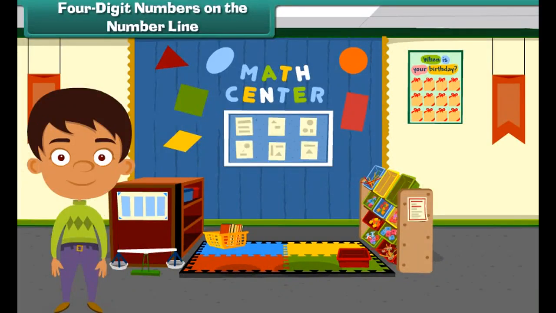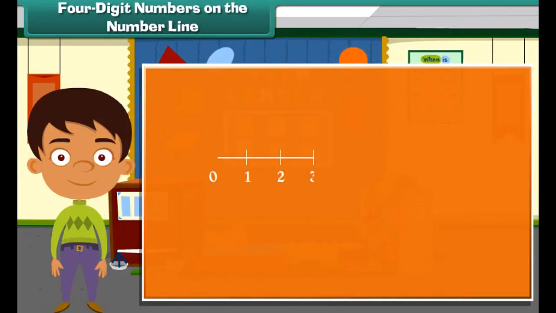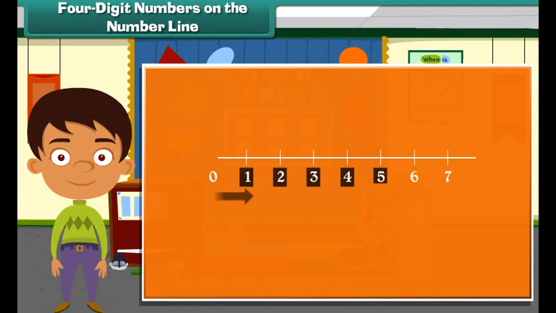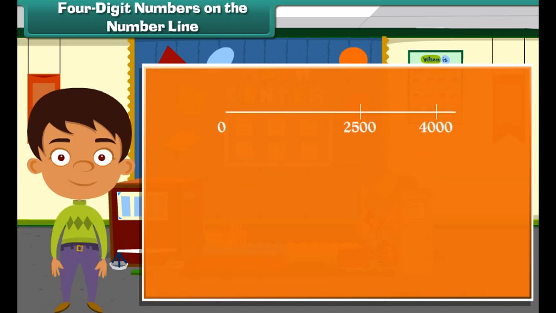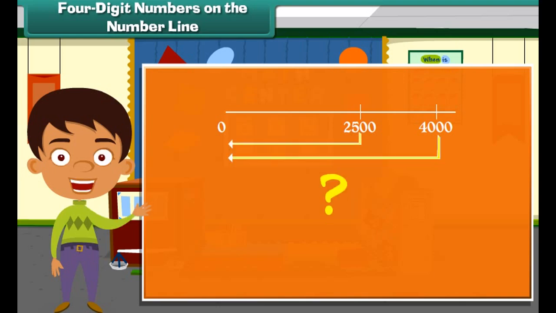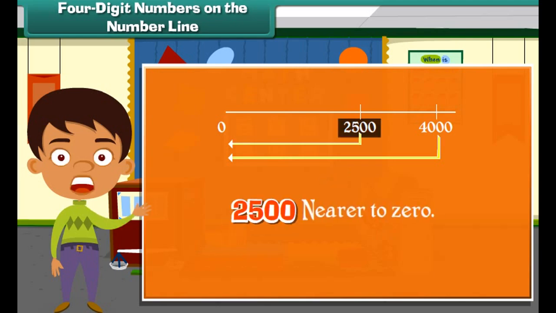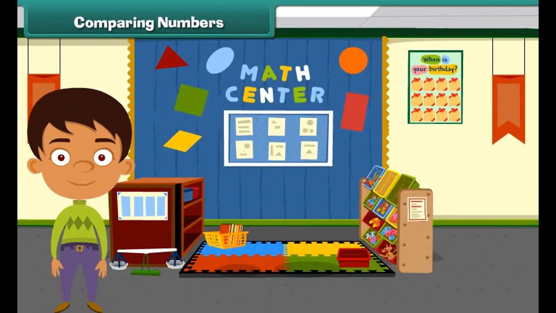Four-digit numbers on the number line. A number line is a line that is used to represent numbers. A number line has equal-spaced divisions. The smaller numbers are placed nearer 0 than larger numbers. Compare the positions of 4,000 and 2,500 on the number line. Which number will be nearer 0? Which of the two is bigger? 2,500 will be nearer 0. 4,000 is bigger.